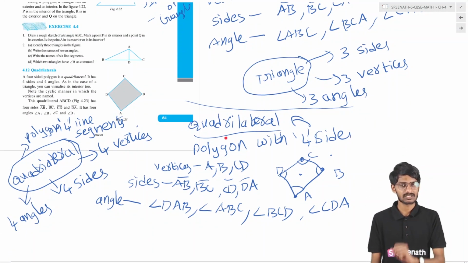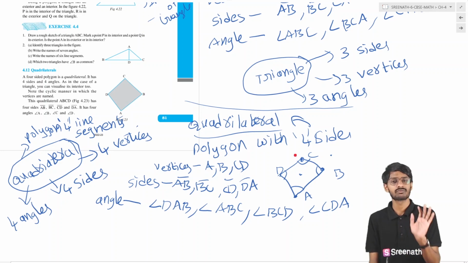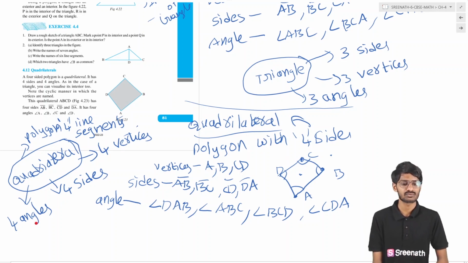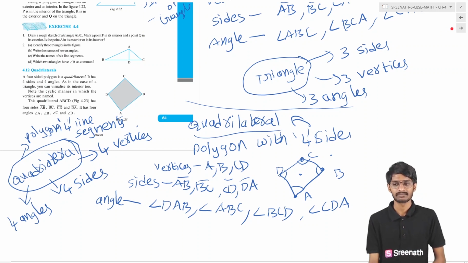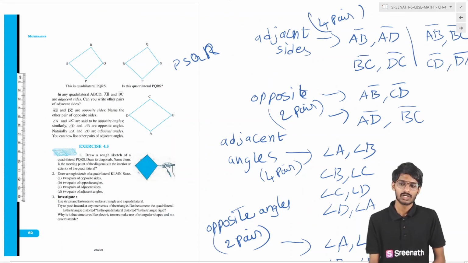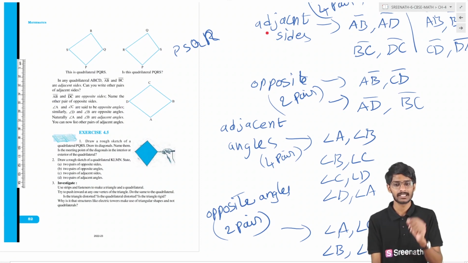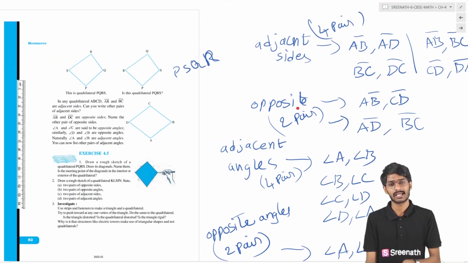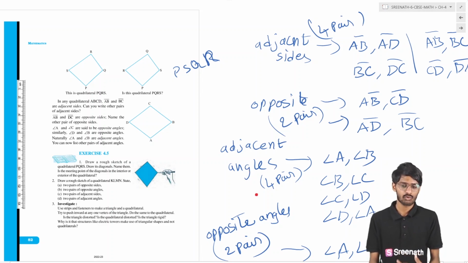What about quadrilaterals? Quadrilaterals are nothing but polygons with four sides. So it has four vertices, four sides, and four angles. Then in a quadrilateral there will be adjacent sides. Four pairs of adjacent sides are there, and two pairs of opposite sides. And what about angles? There are four pairs of adjacent angles and two pairs of opposite angles in a quadrilateral.